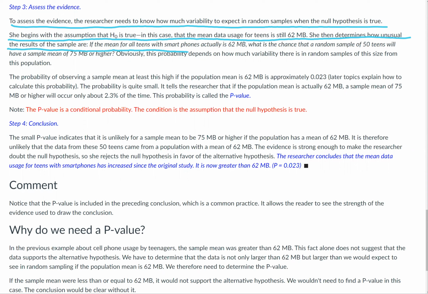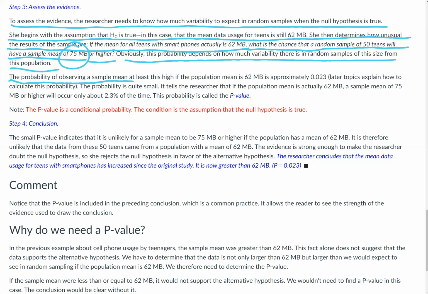If the mean for all teens with smartphones is actually 62 megabytes, what is the chance that a random sample of 50 teens will have a sample mean of what we got above, 75 megabytes or higher? Obviously, this probability depends on how much variability there is in random samples of this size from this population. The probability of observing a sample mean at least this high if the population mean is 62 megabytes is approximately 0.023. Right now, we don't know how to do that, but later topics explain how to calculate this probability.